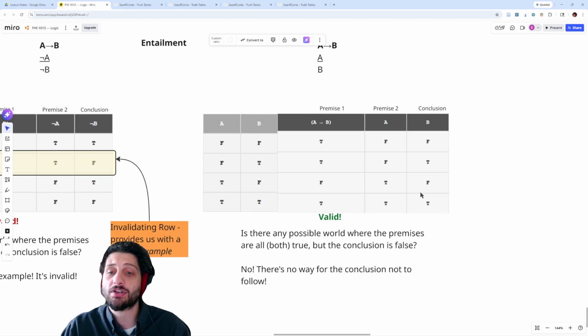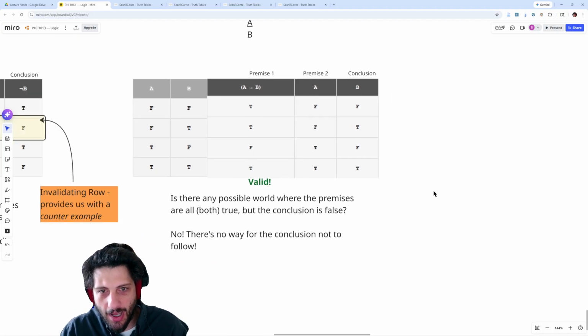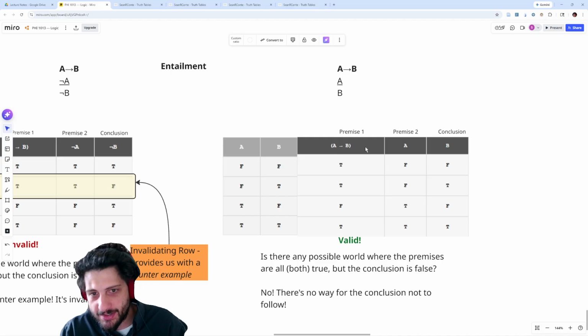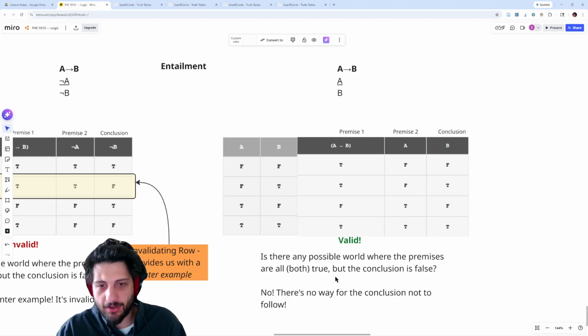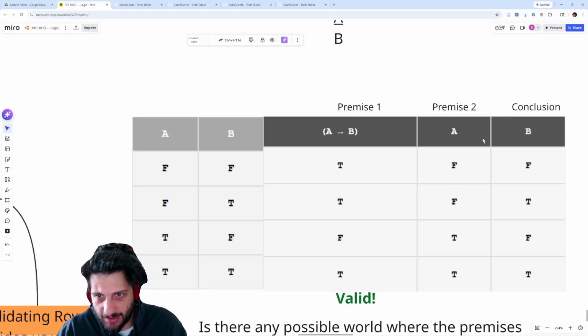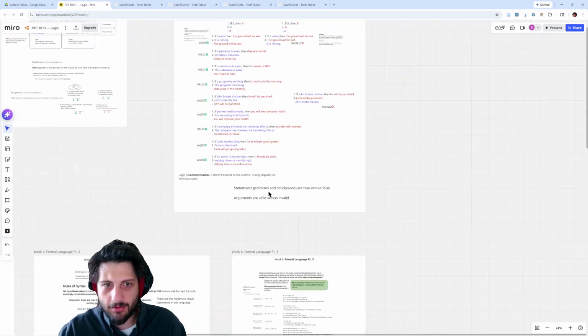A true conclusion came along for the ride. So there was no place where there were true premises with a false conclusion. There was literally no possible way that the world could turn out such that the premises turned out true and the conclusion turned out false, right? And so this is a valid argument.